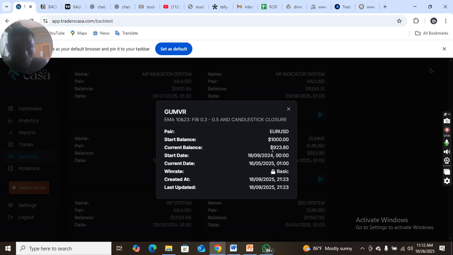a drawdown of 8%, turning the balance to $923, risking just 1%, targeting 1:2, just the usual way he trades it.